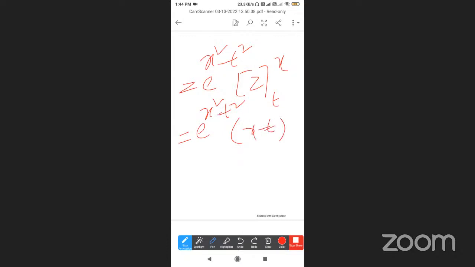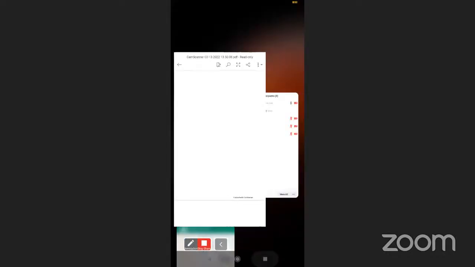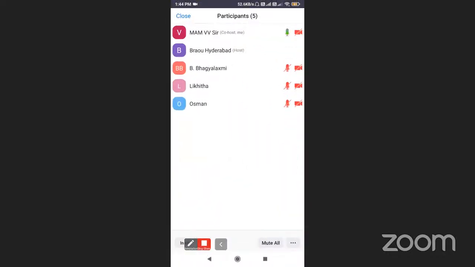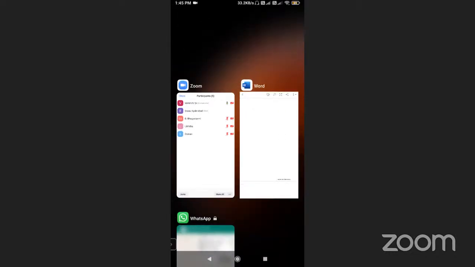This value is called the kernel k2 of x comma t. You can see the same on page number 330. All of you listen to me. Yes, or say clearly. So k2 of x comma t is equal to this value.